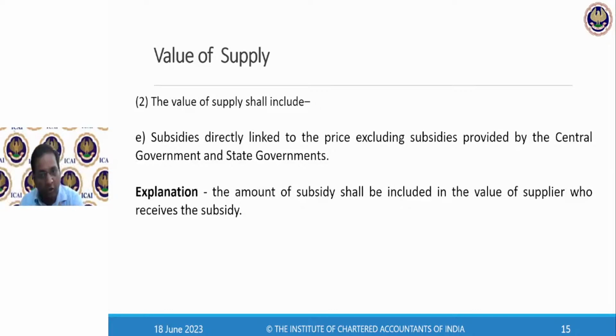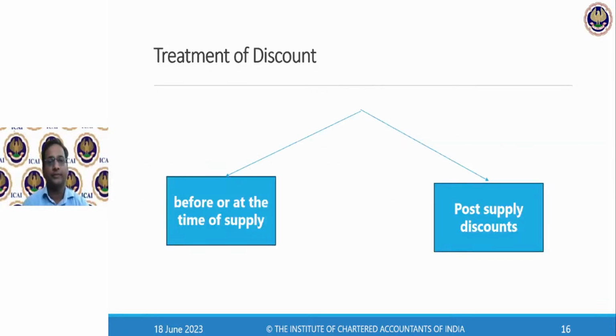Why? Because this person is making the sale at a lesser price. So what happened? He will take the ITC of the higher amount and pay the tax on the lower amount. So clause E says that such subsidy would be added in the value. I hope everyone is clear with this. Let's move to the discount. This is the third concept, treatment of discount.